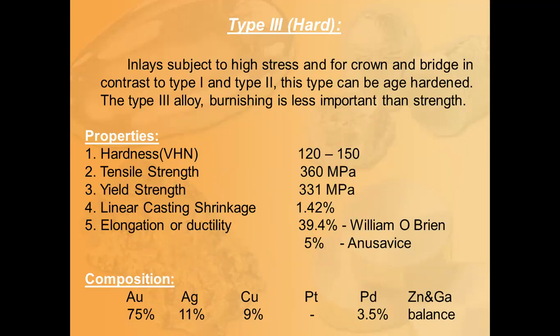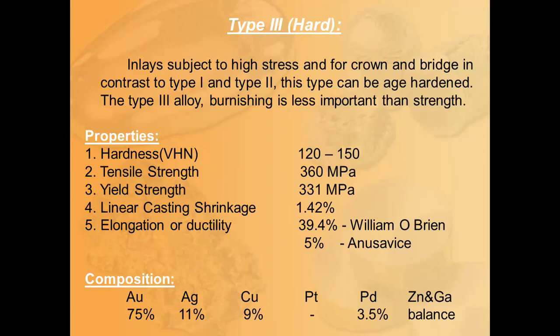Now type 3, which is known as a hard alloy. It can be used for fabrication of inlays subjected to high stress, and for fabrication of crowns and bridges. In type 3 alloy, burnishability is less important than strength.